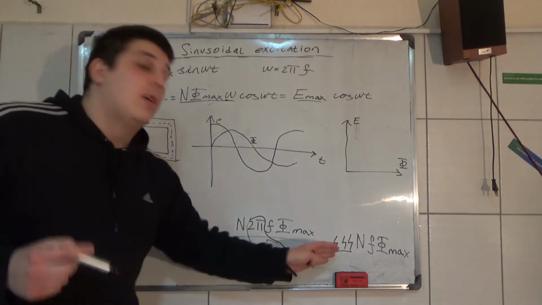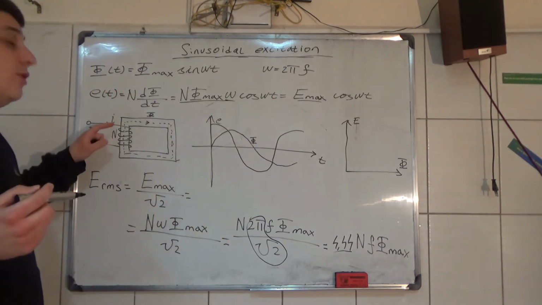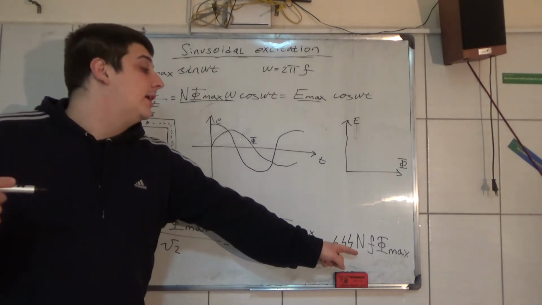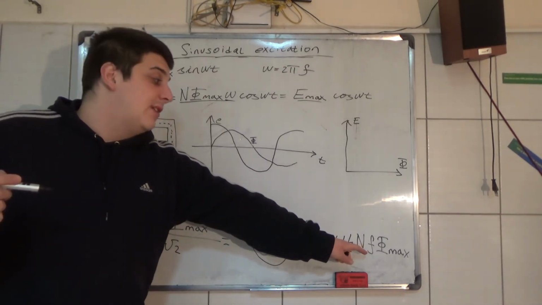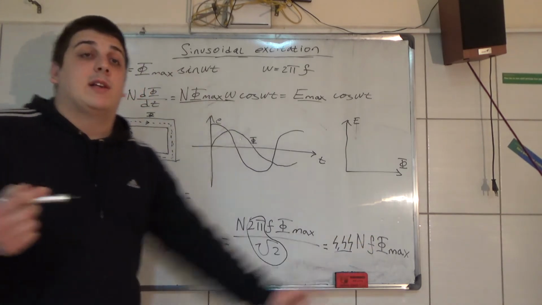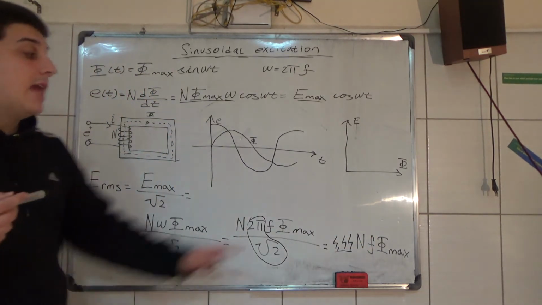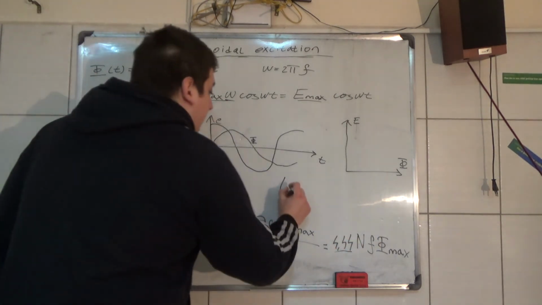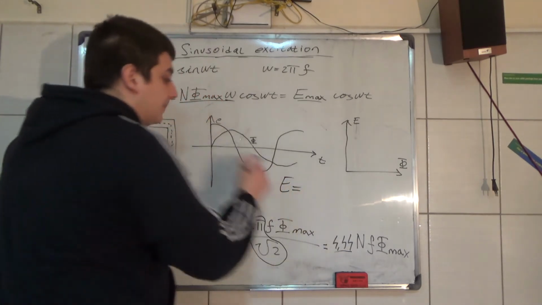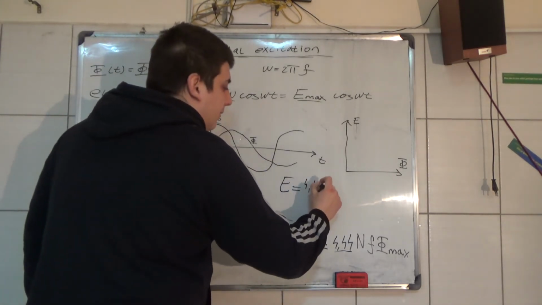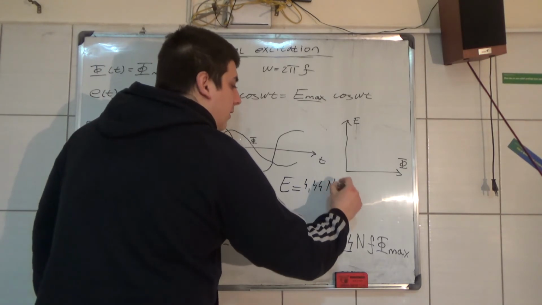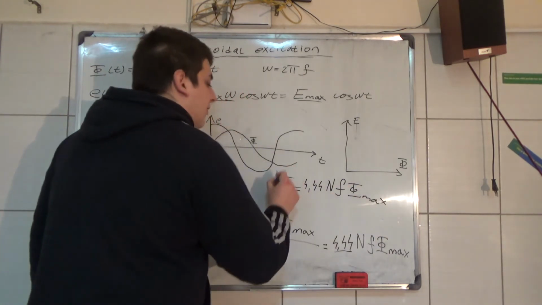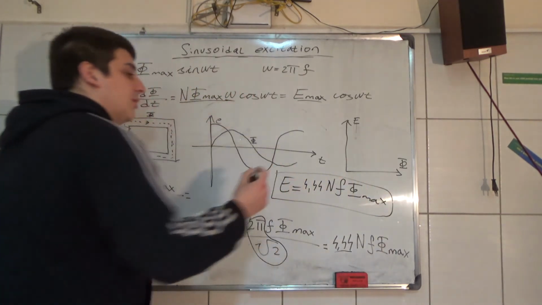And then you get the RMS of the induced voltage in this coil, which is equal to 4.44 times the number of turns N, times the frequency, times the maximum flux in this magnetic circuit. And this is a very important formula. You should write this down, that E is equal to 4.44 N frequency flux. So this is a very important formula with AC machines.